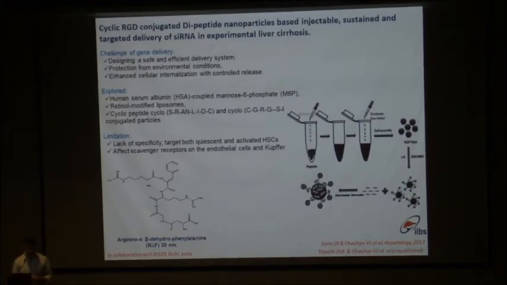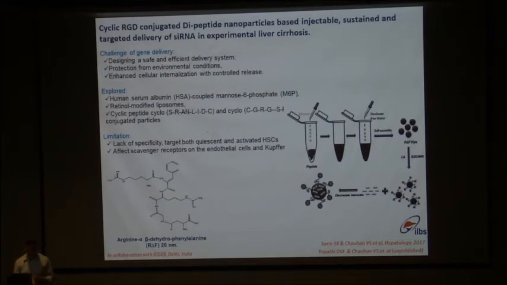So the challenge of gene delivery is to design a safe and efficient delivery system, with protection from environmental conditions, basically in the mechanism of fibrosis, enhanced cellular internalization and controlled release. People have explored HSA-coupled mannose-6-phosphate to deliver retinol-modified liposomes and cyclic peptide. The limitation was the lack of specificity: they target both quiescent and activated hepatic stellate cells and affect the scavenger receptor on endothelial cells. So we have to be very careful to deliver this molecule, whether they can go and specifically knock down the particular gene in the hepatic stellate cells.